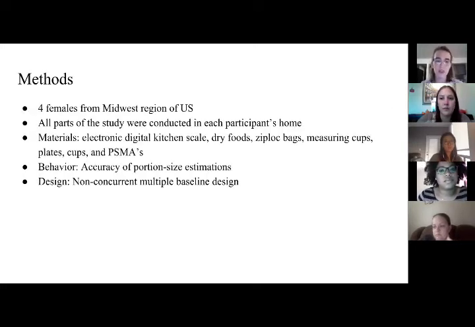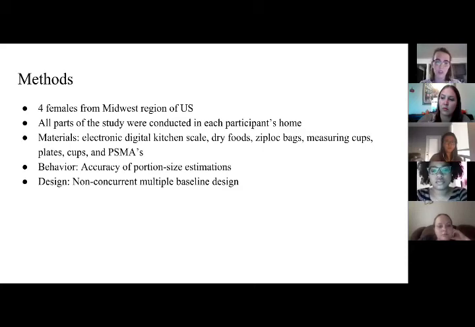Methods. The participants in our replication were 4 females in the Midwest region of the United States, ages 23 to 28. The study took place in each participant's home. The following materials were needed: an electronic digital kitchen scale, 5 different dry foods. The participants used Cheerios, rice, popped popcorn, cereal, and noodles, Ziploc bags, measuring cups that were a 1/4 cup, 1/2 cup, 1 cup, and 2 cups, 4 identical plates, 4 identical clear cups, and portion size measurement aids.